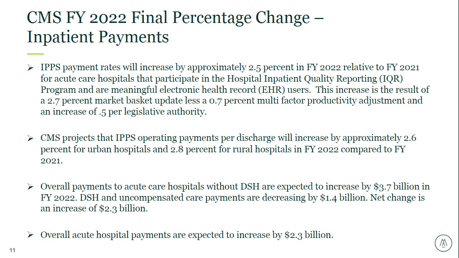So what this all does is it boils down to urban hospitals are projected to receive 2.6% higher payments than the prior year. Rural hospitals are projected to receive 2.8% higher payments than the prior year. And then overall acute care hospital net payments are expected to increase by $2.3 billion as compared to the current federal fiscal year 2021. All of these increases are very similar to the prior year. So if you're looking at this from year to year to year, it's all very, very similar.